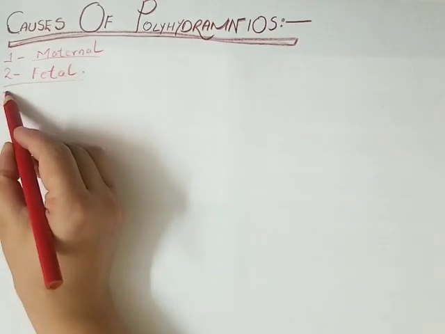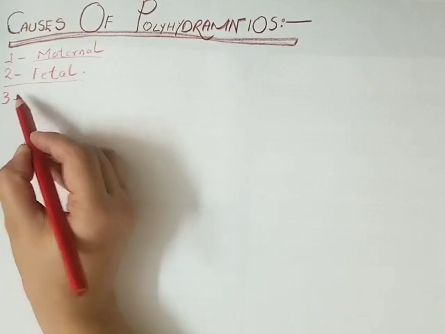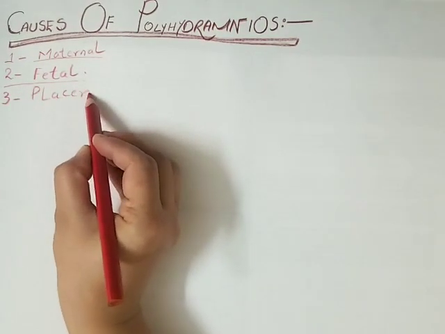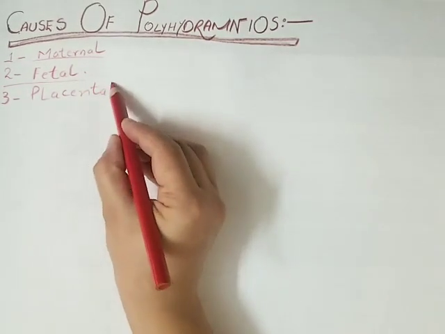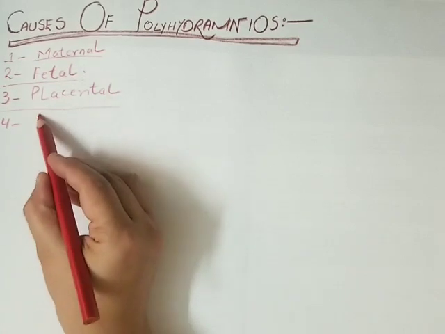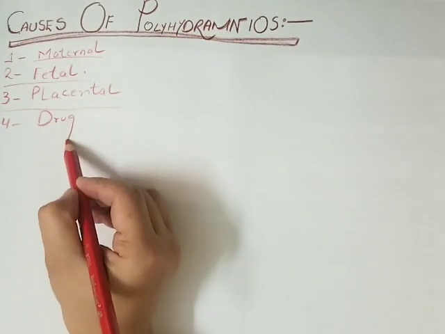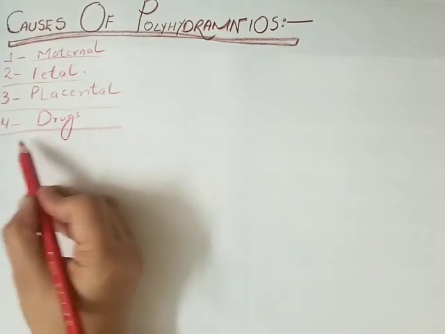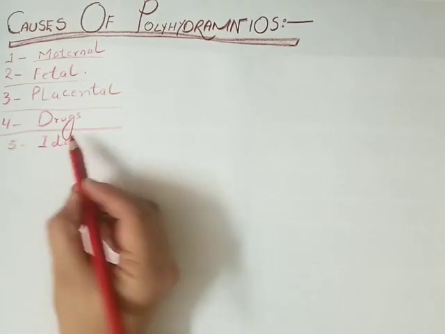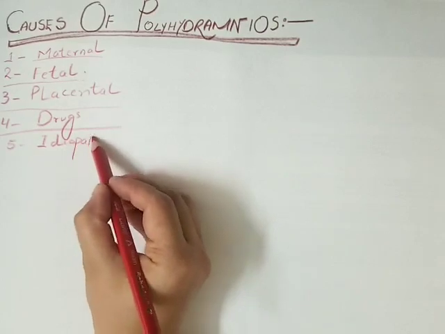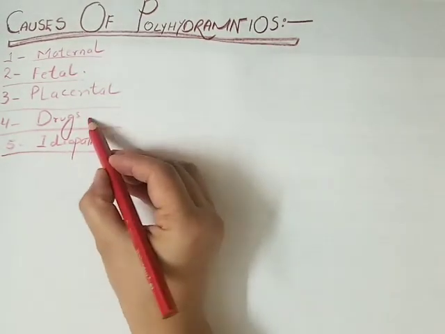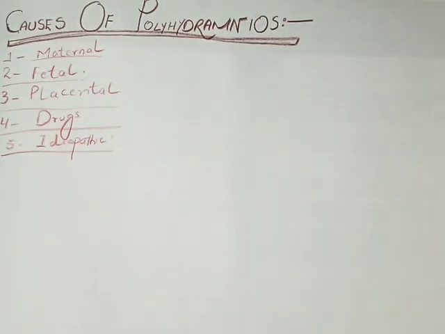Number third is that of placental causes. We have certain placental conditions which can result in polyhydramnios. Fourth is that of the effect of certain drugs. And number fifth is idiopathic. So basically we have five main causes. We have to keep in our mind these five main categories in order to know about the causes of polyhydramnios.